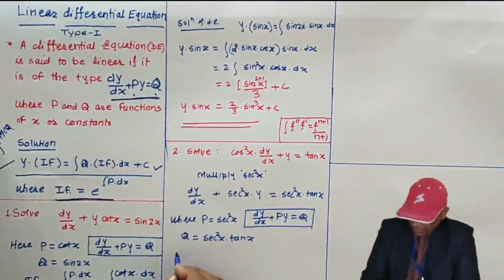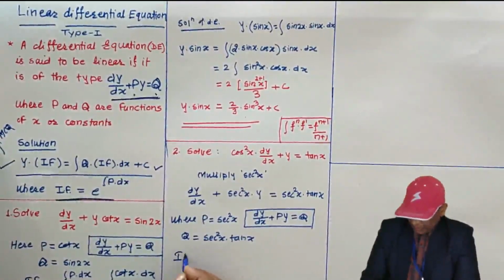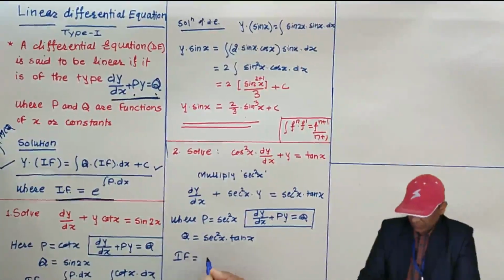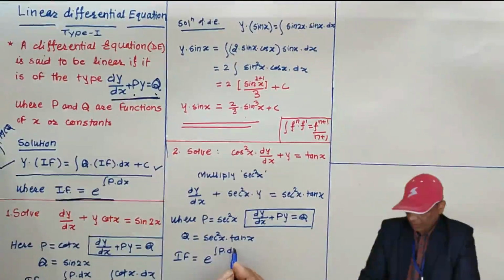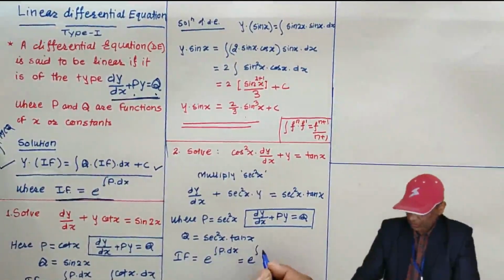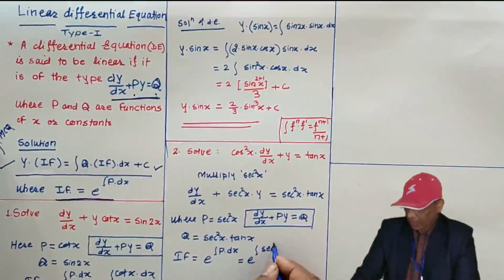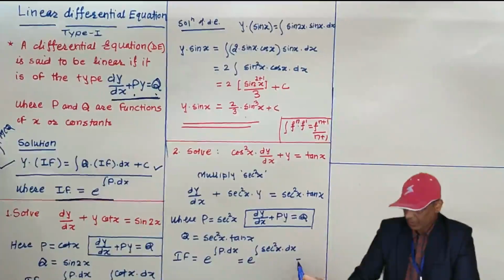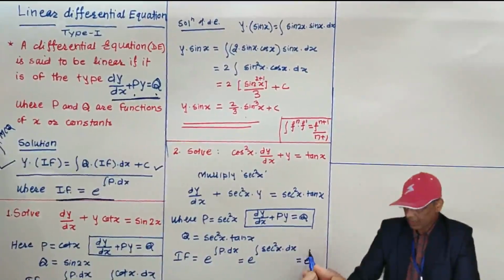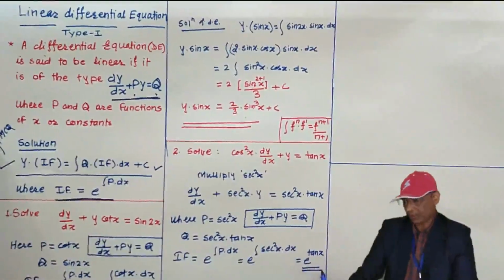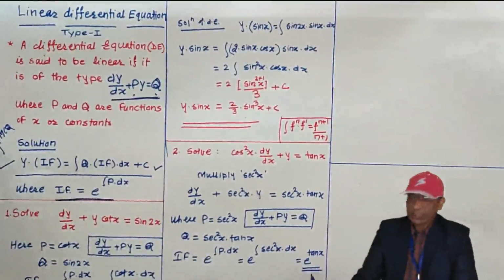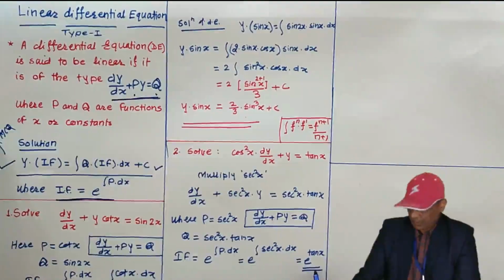Now, the integrating factor I am going to find. E raised to the power, what is the formula? Put the value of p. P is sec square x. And the integral of sec square x is tan x. Integral of sec square is tan x. Means e to the power tan x is our integrating factor. Only the integrating factor may be asked as an MCQ.